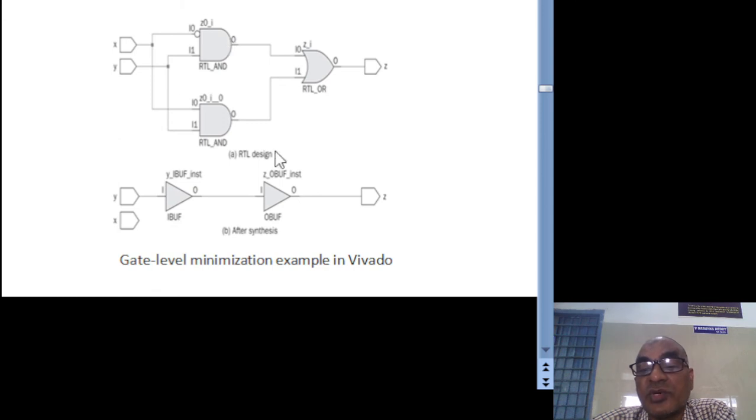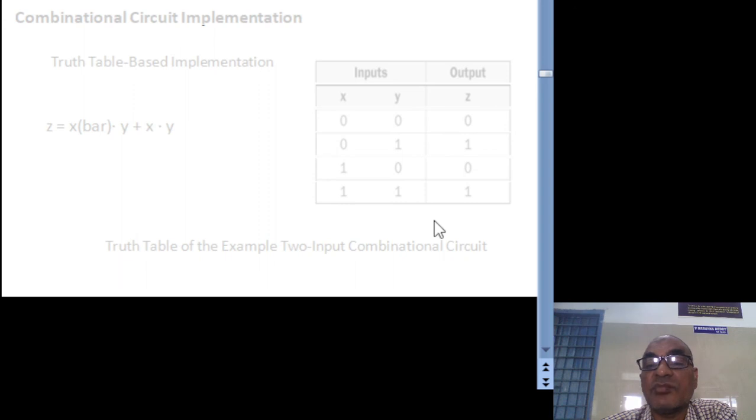As per the program it has two AND gates, one OR gate and a NOT gate. But with the minimization technique, the output is equal to just Y, so because of that minimization we can see only buffers between inputs and outputs, not other gates. So that is the gate level minimization example in Vivado.